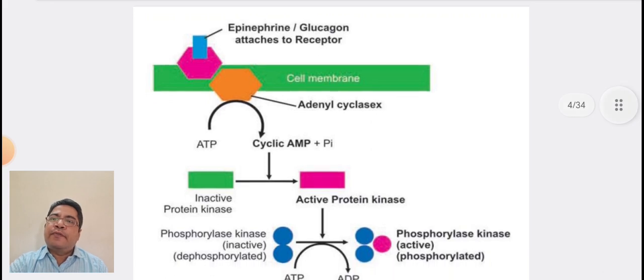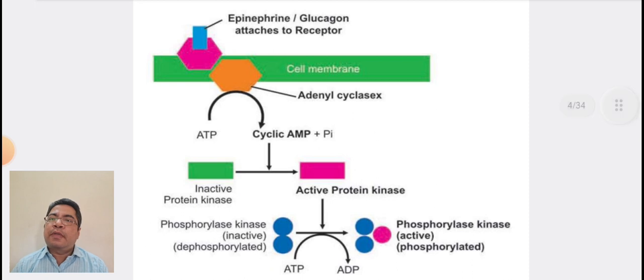In this diagram, we can see that epinephrine and glucagon attach to a receptor on the cell membrane, which is bound to adenylyl cyclase, which converts ATP to cyclic AMP. This cyclic AMP converts inactive protein kinase to active protein kinase. This active protein kinase converts inactive phosphorylase kinase into active phosphorylase kinase.